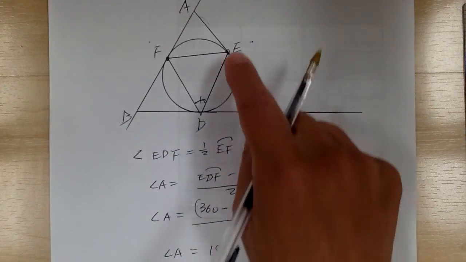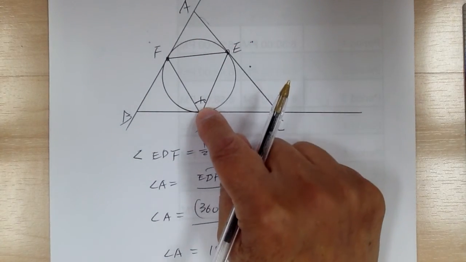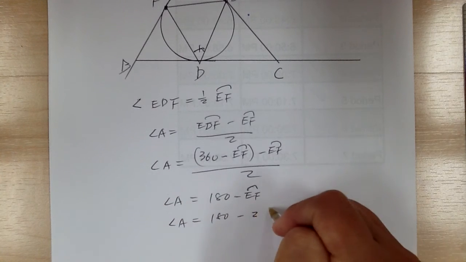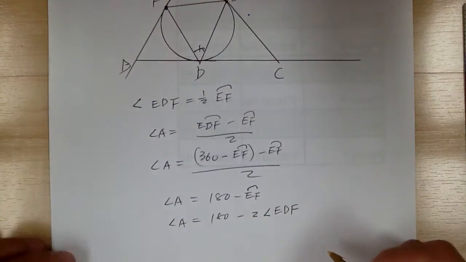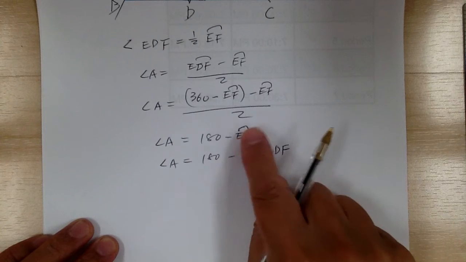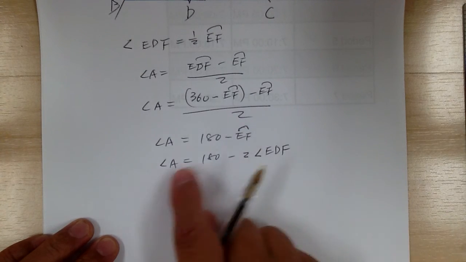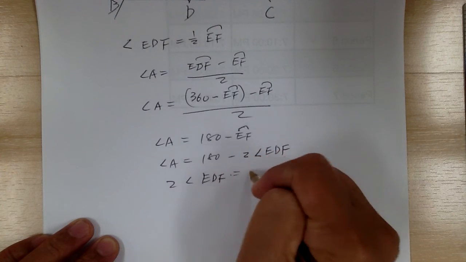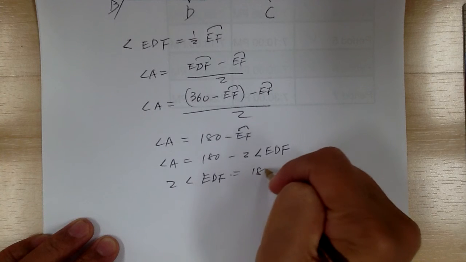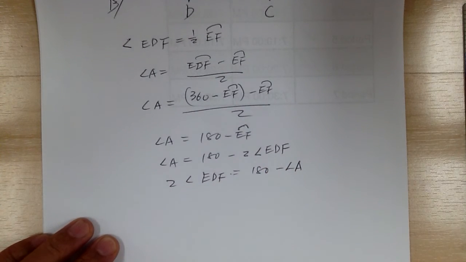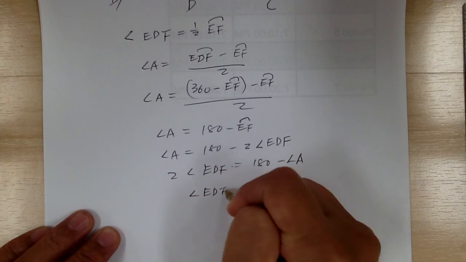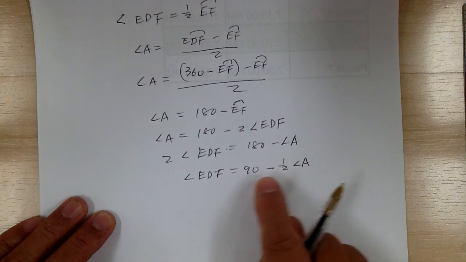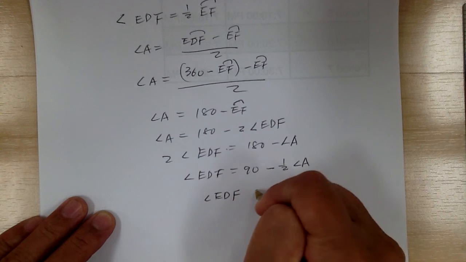Now if you notice, arc EF is going to be twice the angle EDF, because an inscribed angle is half of that. So angle A would be 180 minus 2 times angle EDF, because the inscribed angle is half, so the arc would be twice the inscribed angle. And so you just do math, move things around. So you got 2 angle EDF equal to 180 minus angle A. Then you divide by 2, so angle EDF equals 90 minus 1/2 angle A. Now since angle A is positive, 90 minus something will give you less than 90. So angle EDF is less than 90 degrees.